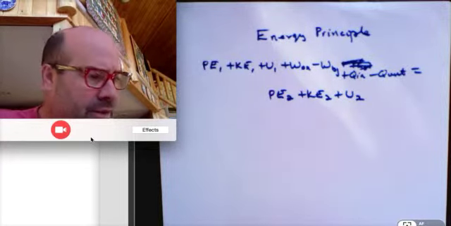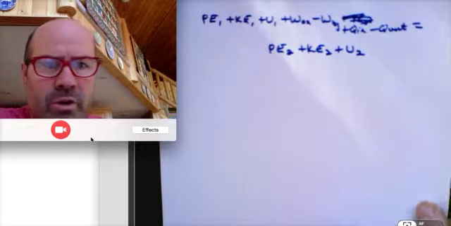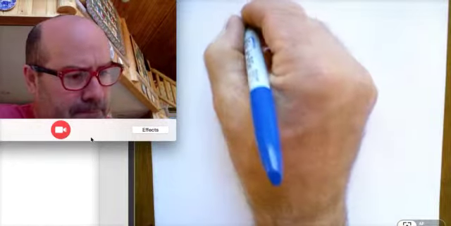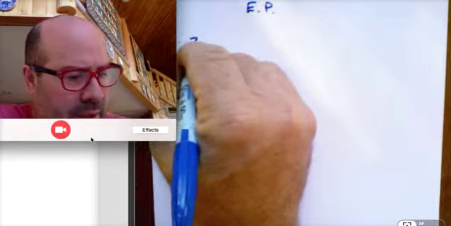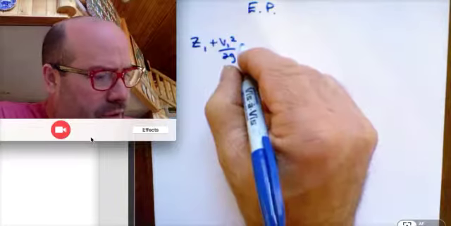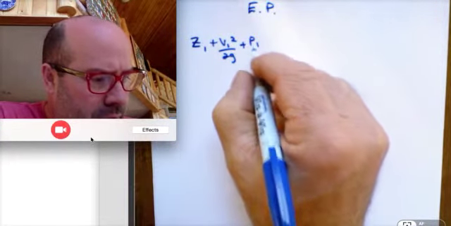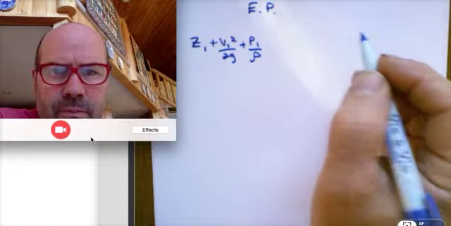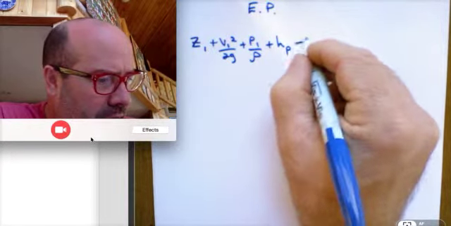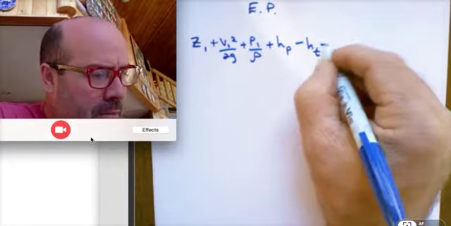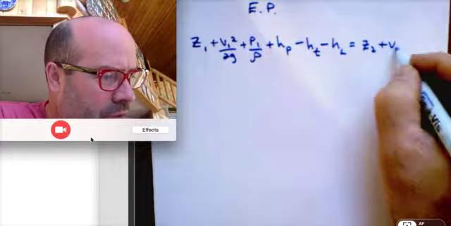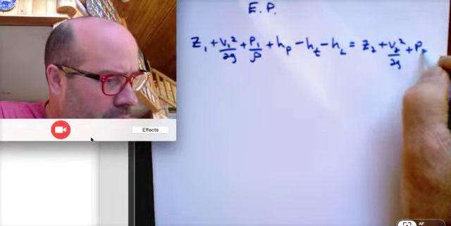Now, as we modify this, we end up with the energy principle for fluids. In the energy principle for fluids, you'll see the similarities. But the height at point 1 plus the velocity at point 1 squared over 2g plus the pressure at point 1 divided by density plus any head added by a pump minus any head taken out by a turbine minus any head loss equals the height at point 2 plus the velocity squared at point 2 over 2g plus the pressure at point 2 over density.